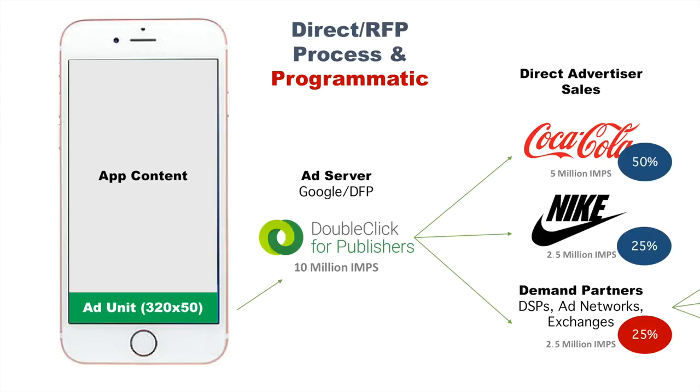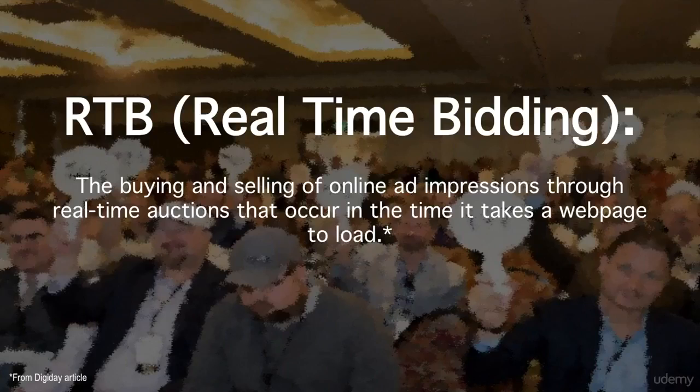Now that is a general explanation of programmatic, how it differs from a direct buy, and then in the real world, how it actually works together. Now, that process of filling those ad units takes place through a process called RTB, or real-time bidding.